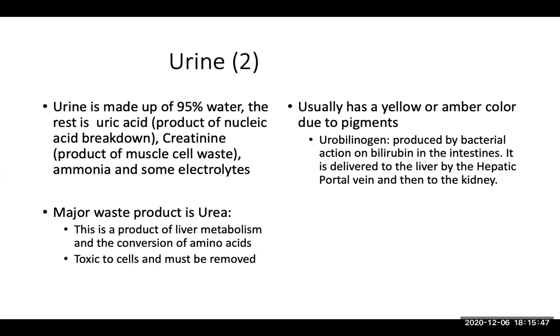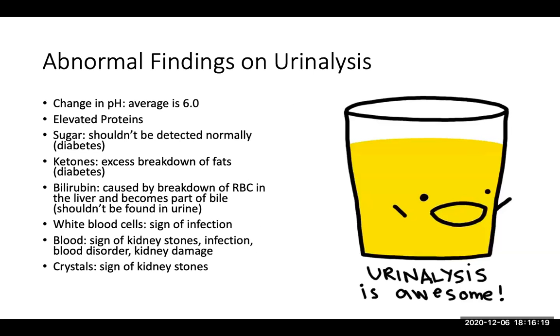Urine is mostly water. The rest is uric acid and creatinine, which are different waste products. The major waste product is urea, which is a product of liver metabolism and the conversion of amino acids. It's toxic to cells and must be removed. Urine usually has a yellow or amber color due to its pigments. Urobilinogen is produced by bacterial action on bilirubin in the intestines. It's delivered to the liver by the hepatic portal vein and then to the kidney to be removed. So that's what gives urine its yellow or amber color.